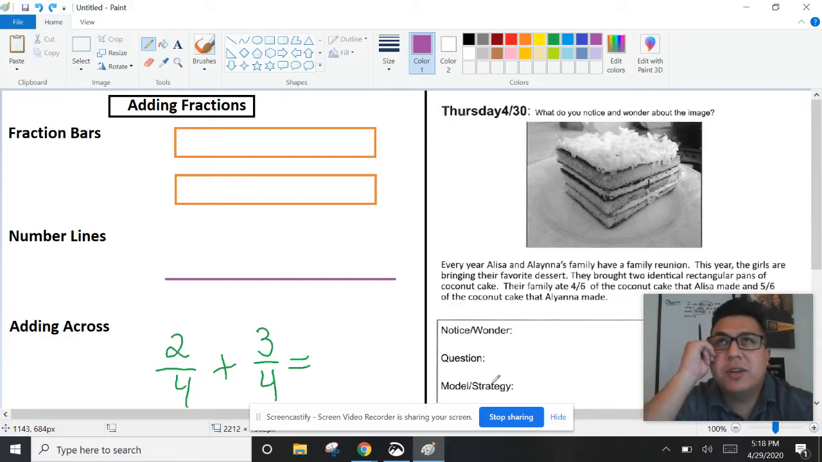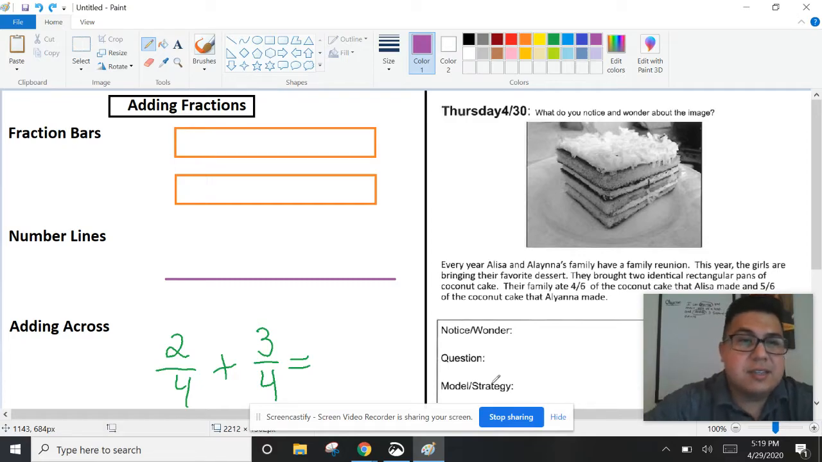Ask yourself a question. What are you wondering? I know I'm wondering maybe how much cake did the family eat all together? Maybe you're wondering how much cake is left. So write that down. Write down your question. Maybe you're wondering something different, but write down your question. And then I want you to show me a model or strategy on how you're going to solve that question. Make sure to create a Flipgrid response telling me how you solved it and explaining how you solved it in the video.